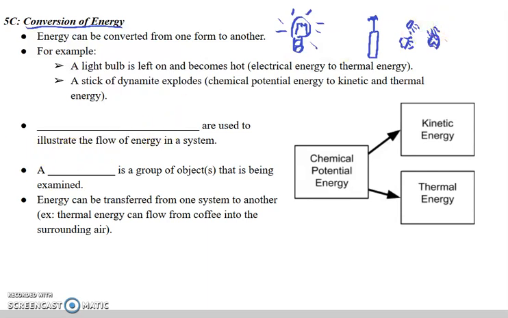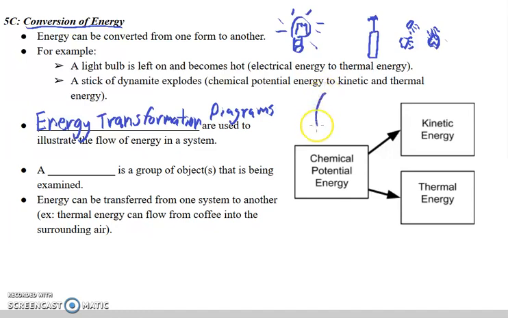That's another example of how energy can get converted from one form into one or more other forms. So there's a specific way we're going to represent this transformation. We're going to use something called energy transformation diagrams. It sounds like a big complicated term, it's just a simple kind of picture that we use to show how energy is being converted.